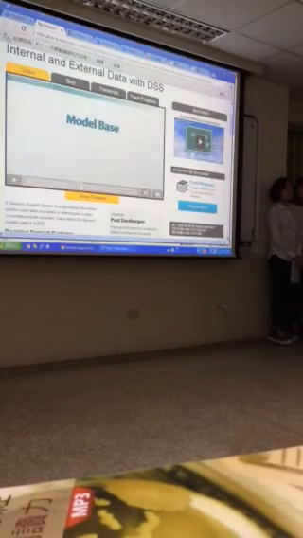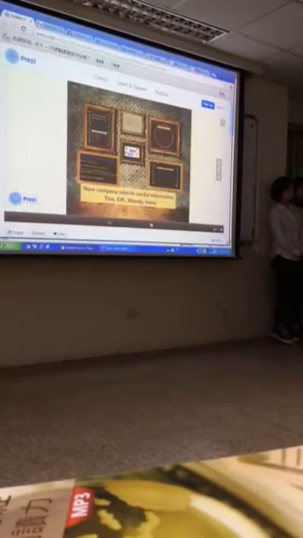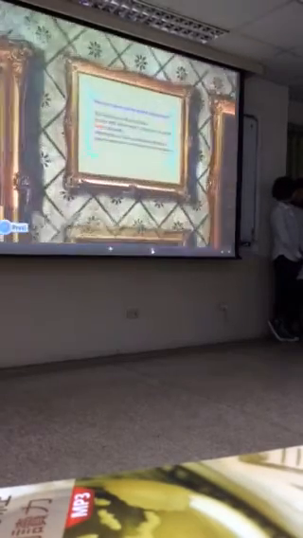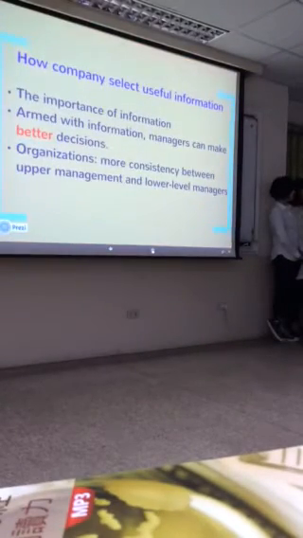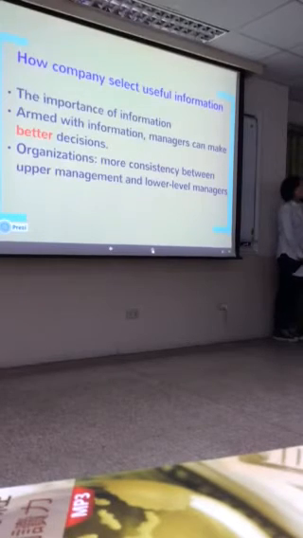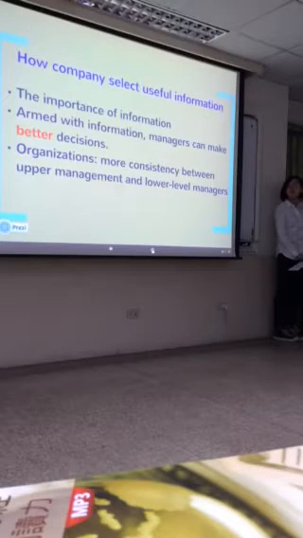After watching this video, we could know that it is very important for a company to select useful information. For example, if a manager can select useful information for their company, he can make a better decision. For example, a frontline manager who is supplied with direct activity cost information can better manage their revenues, costs, and margins. And also, an organization can achieve more consistency between upper management and lower level managers by providing more information.